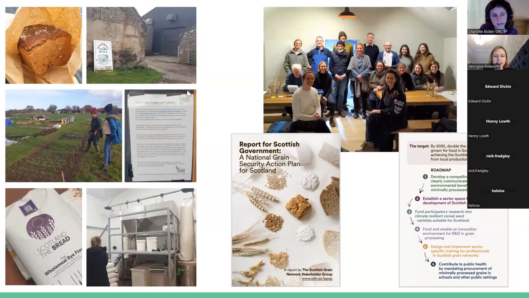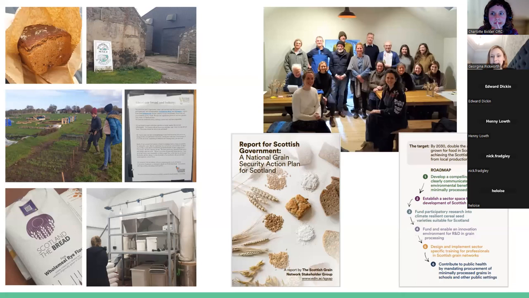So on the left, we've got photos from various visits with stakeholders who are involved in this project. And on the right at the top is the photo from our one-day facilitated workshop. And this group of stakeholders includes farmers, we have bakers, there's individuals from NGOs involved in the food system, researchers, organic researchers, nutritionists. So there's a whole variety of people there.